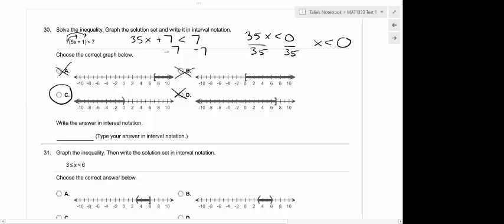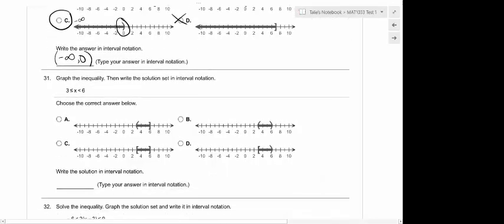Good. So then how would you write that in interval notation? So it'd be parentheses, negative infinity, comma, 0, parentheses. Very, very good. Yep. Forever to the left is negative infinity, and then you stop at 0 with parentheses. Very, very good.